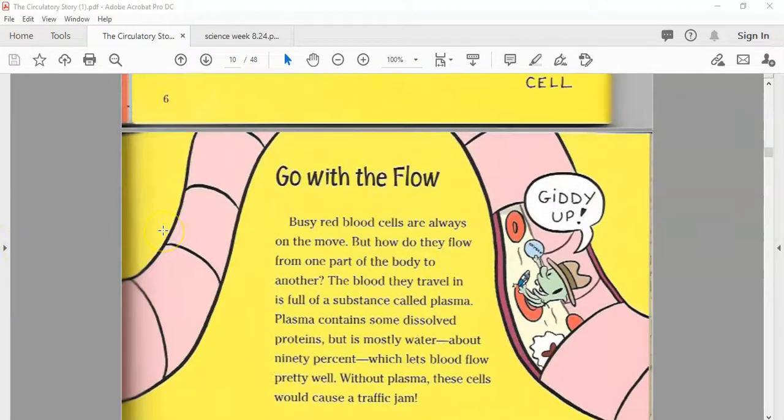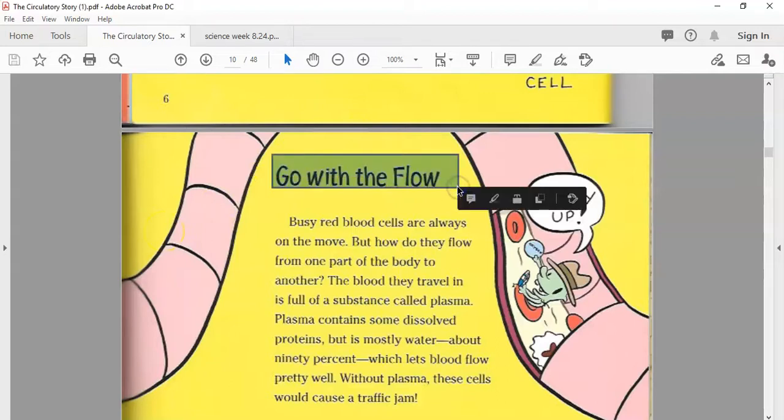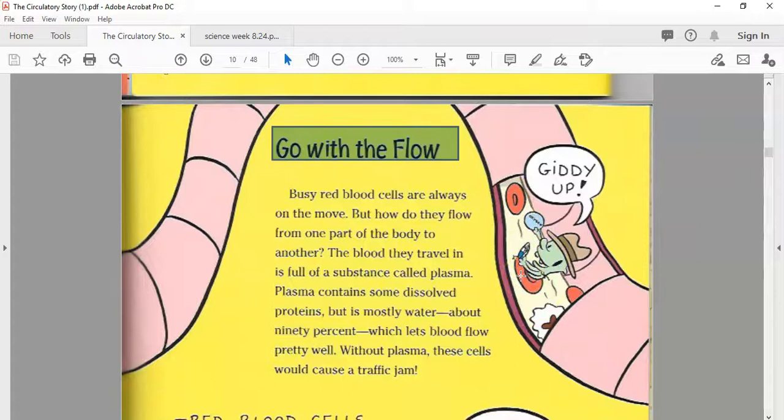So page 7, I know it's going to be all about going with the flow. And what does that mean? Remember, good readers go back and reread it. What does it mean with the flow? So I know with the flow is when you go with something, but let's see what it's talking about. I already see the red blood cell going, but let's find out.